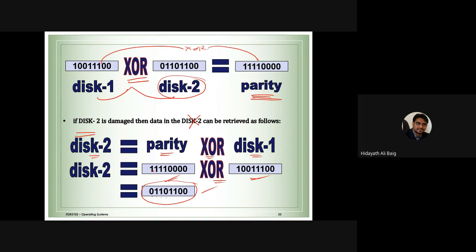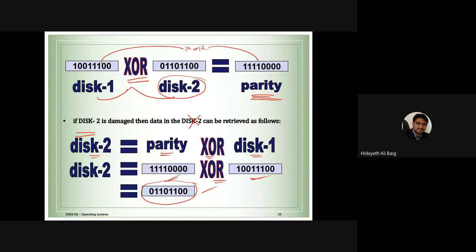So if any of the disks gets damaged, let's suppose disk 1 gets damaged, then when we do parity block XOR disk 2, we should get our disk 1 back. So this is the concept.